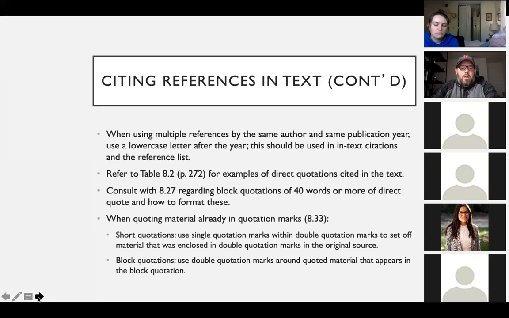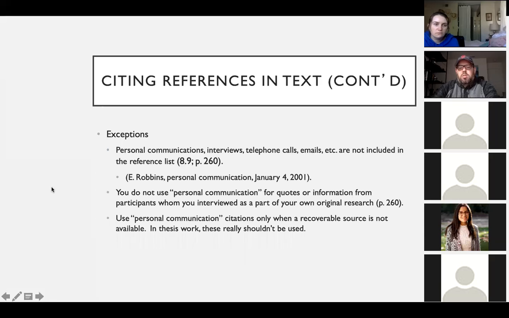Yeah, so I'm going to move to also talking a little bit about exceptions from references. If you're doing an interview, if you're doing anything that requires a personal communication reference, such as a telephone call or an email, those are not included in the reference list itself. You do not have to put that there.